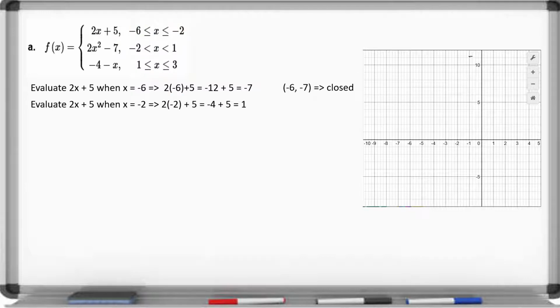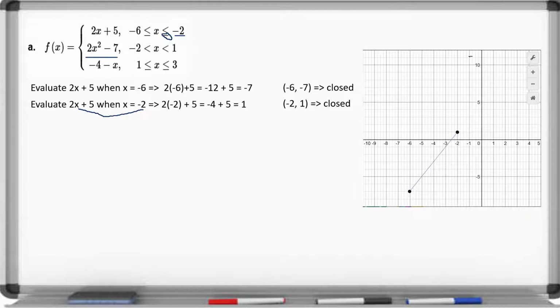All right, so then for the second endpoint here, negative 2, you plug it in and we get 1, which means our coordinates are negative 2, 1, and it's closed because of the equal sign underneath the inequality. Now we're gonna go ahead and plot those two points, connecting with a line like such.